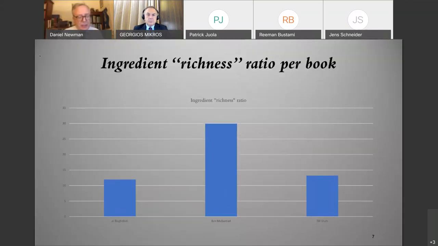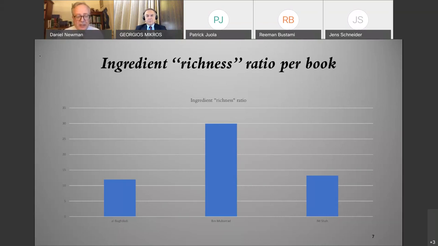Here we turn to the richness ratio or type token ratio of ingredients across each book, and this reveals very clearly a rather unusual finding. That is the richness of the smallest cookery book, namely the one by Ibn al-Mubarrad, which, relatively speaking, uses a wider variety of ingredients than others, 3 times more than al-Baghdadi, incidentally.